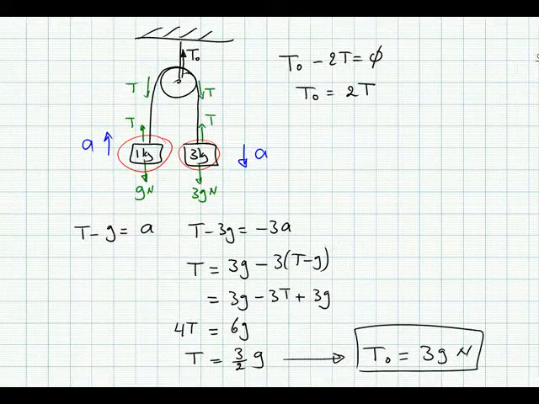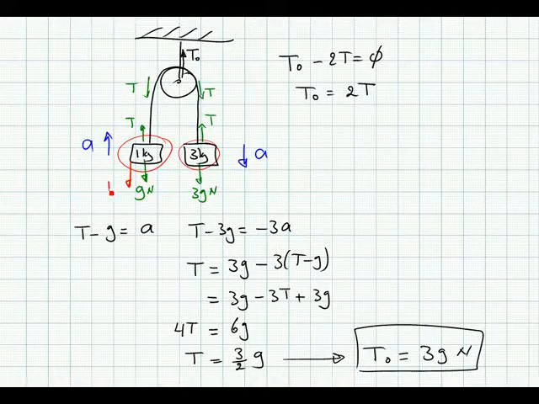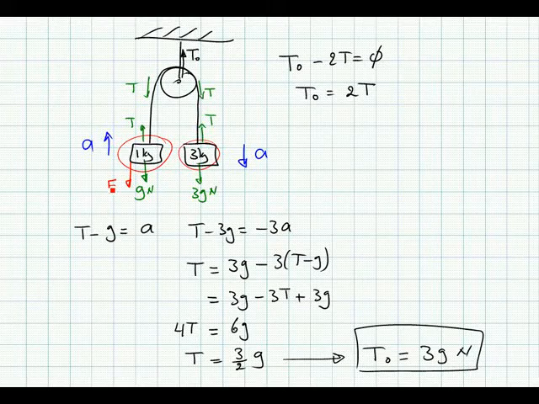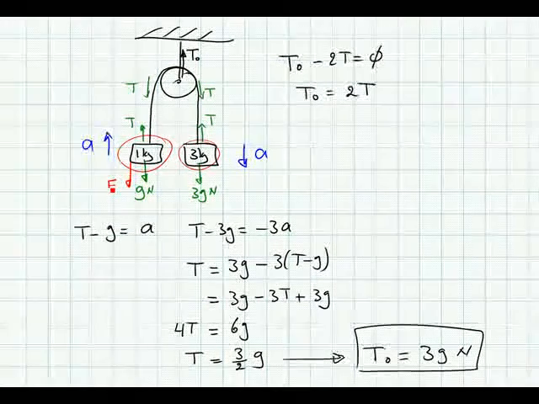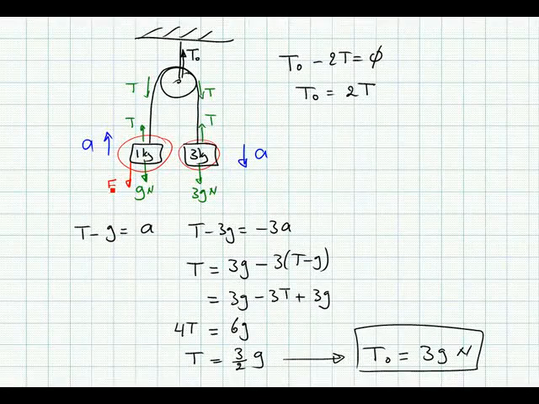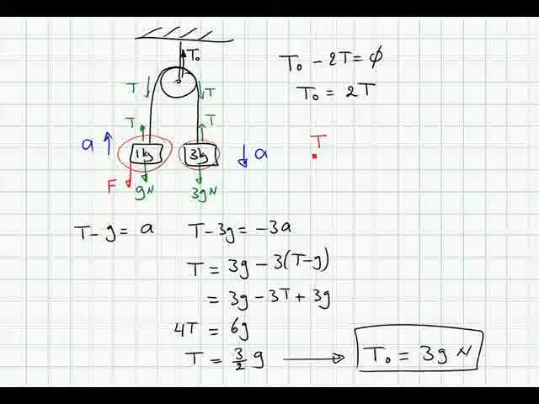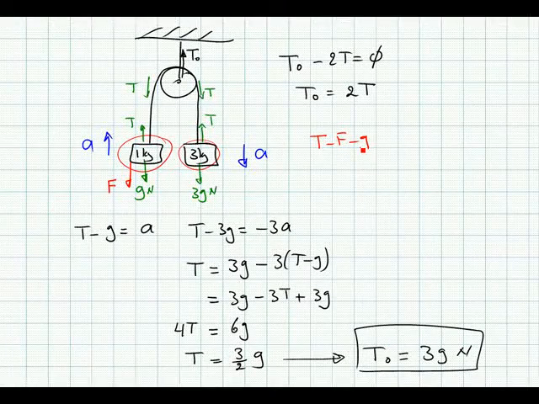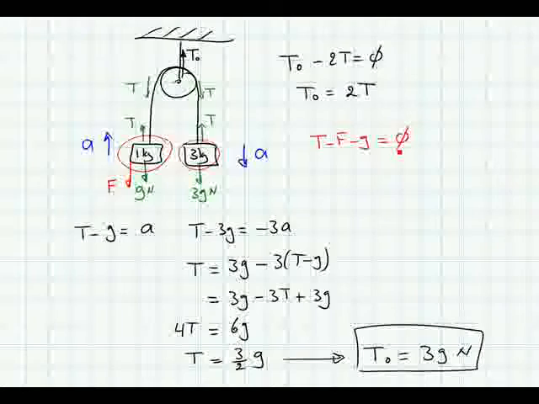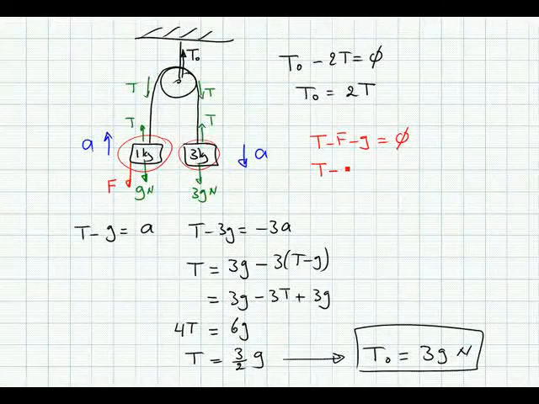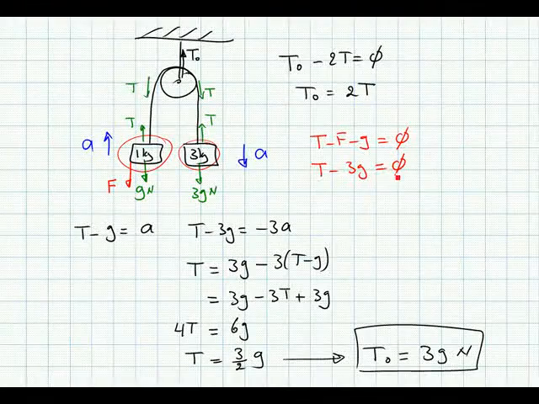and say, okay, what if we were to apply a force downwards here, I'm going to call it F, onto my 1 kilogram mass, such that the 1 kilogram mass and the 3 kilogram mass are in equilibrium. What then? Well, to figure that out, once again do your free body diagram. For the 1 kilogram mass, we have tension upwards minus F minus G is equal to 0, because acceleration is 0 for the 1 kilogram mass. And looking at the 3 kilogram mass, we have tension minus 3G equal to 0 as well.